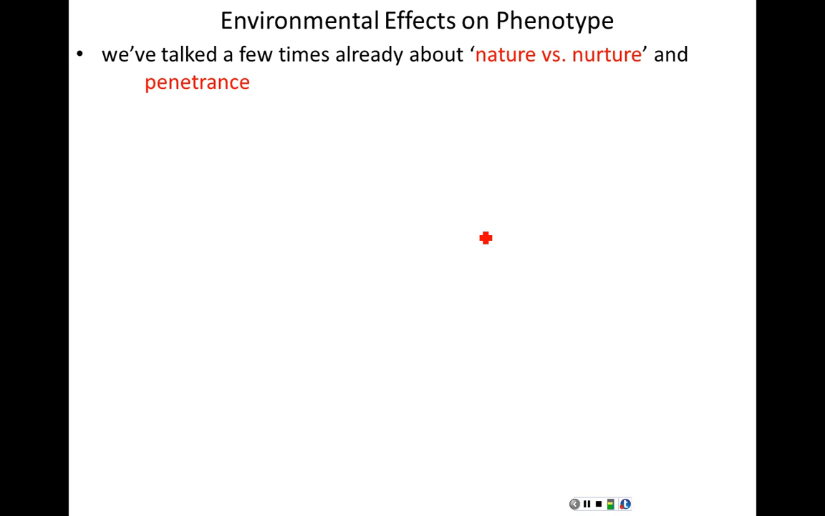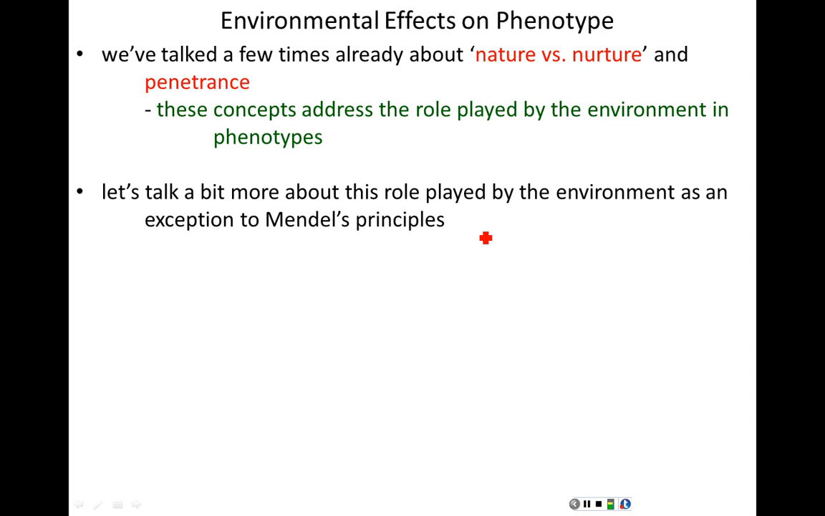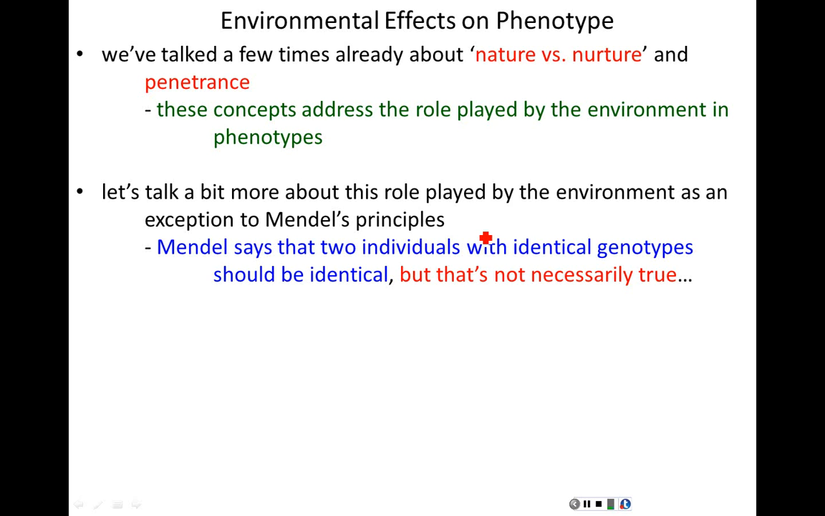Now, the royal jelly story certainly is one of those examples. And we've already talked a few times in this course about nature versus nurture, and we will again. The idea of penetrance, those cold bunnies and their black ear tips, etc. So we have seen how the environment affects phenotype before. These concepts address the roles played by the environment in the manifestation of phenotypes, but let's talk a little bit more about the role environment plays and when that causes an exception to Mendel's rules.